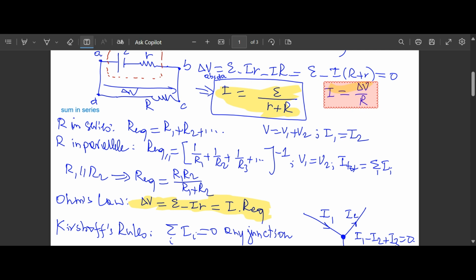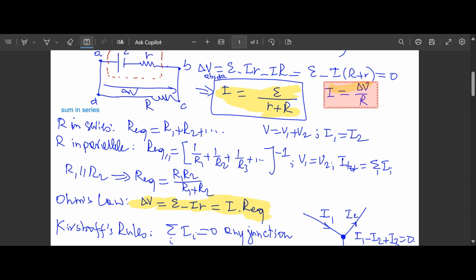Why minus Ir? Because your current goes from the negative to the positive outside. So when you go like this, it's a minus. You are moving in the direction of the current. Well, it depends how you move, but here, in general, we move in the direction of the current. So it's a minus Ir.